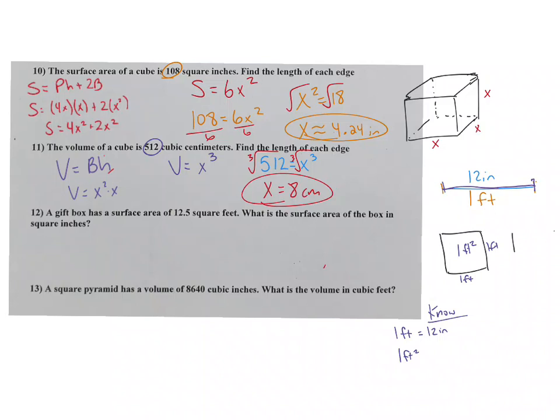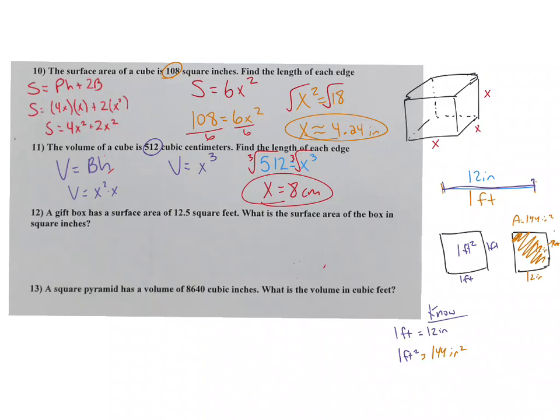Now, if I draw that same exact square, pretend it's the same, but now my square is not 1 foot, but 12 inches. Then the area of this part is going to be 144 square inches. So that means 1 square foot is the same as 144 square inches.